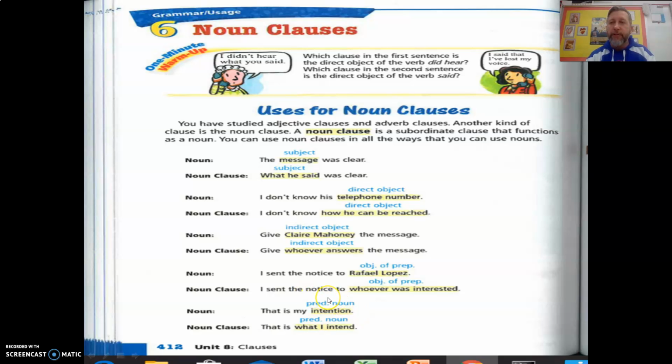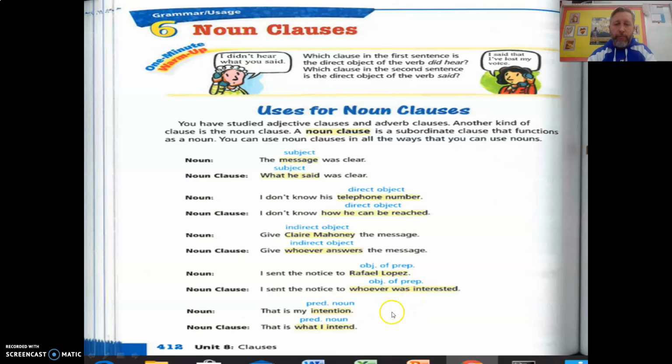And then finally, nouns and noun clauses can serve as predicate nouns. Now, in order for it to serve as a predicate noun, remember that you need a linking verb. A linking verb will link the predicate noun to the subject. So basically, it's like they're one and the same, and the linking verb is linking that to the subject. In the example, that is my intention, intention is one and the same as that, and it serves as a predicate noun. In the noun clause, that is what I intend, what I intend is the same as that, being linked by the linking verb is. So in this case, it's a predicate noun.